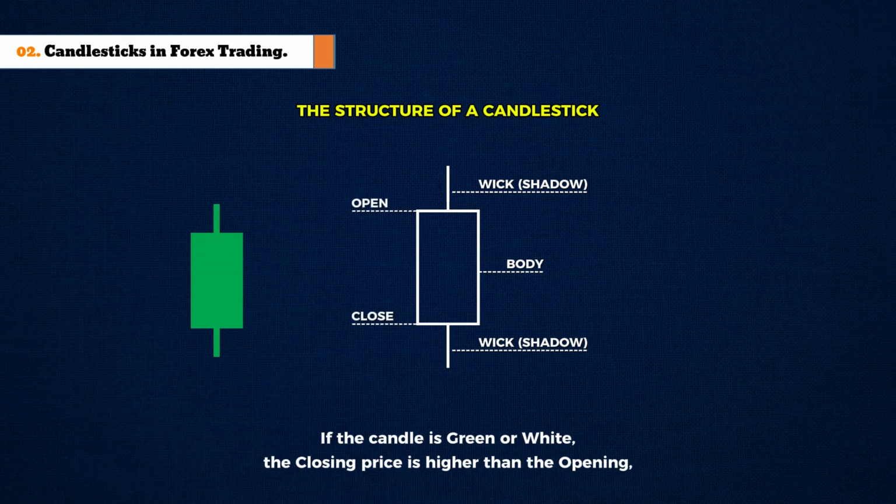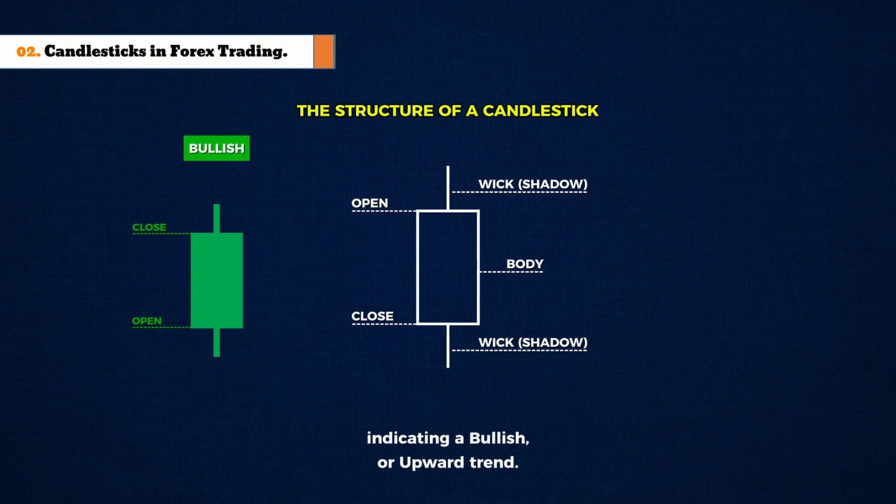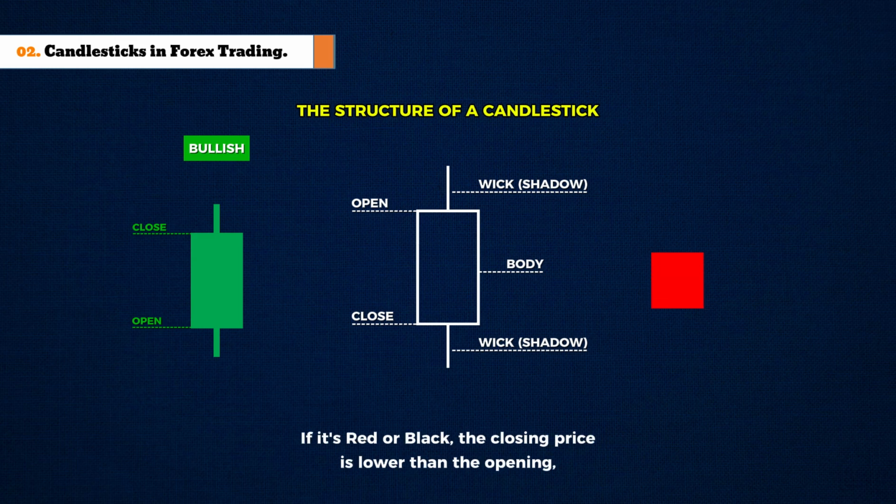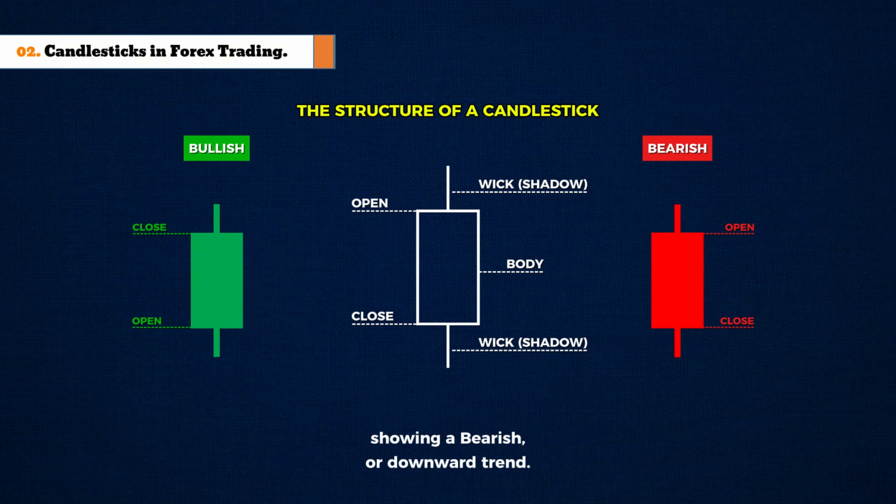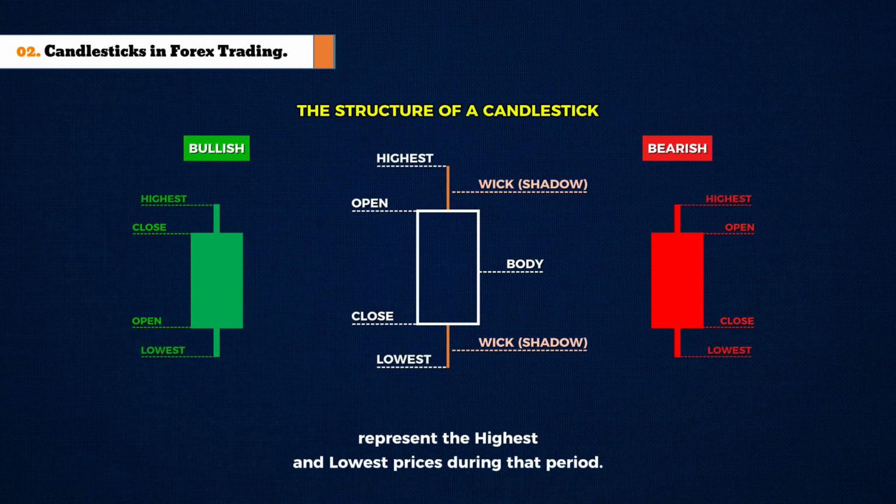If the candle is green or white, the closing price is higher than the opening, indicating a bullish or upward trend. If it's red or black, the closing price is lower than the opening, showing a bearish or downward trend. The thin lines, or wicks, extend from the top and bottom of the body, and represent the highest and lowest prices during that period. This basic anatomy is crucial to understanding any candlestick pattern.